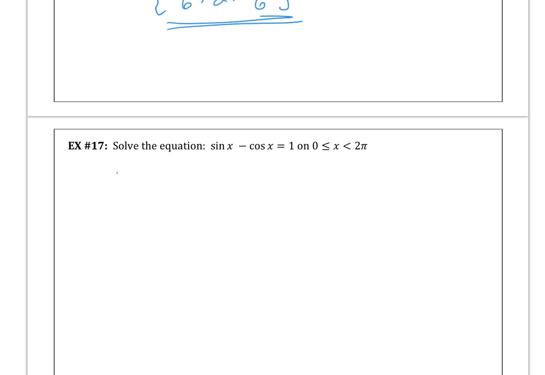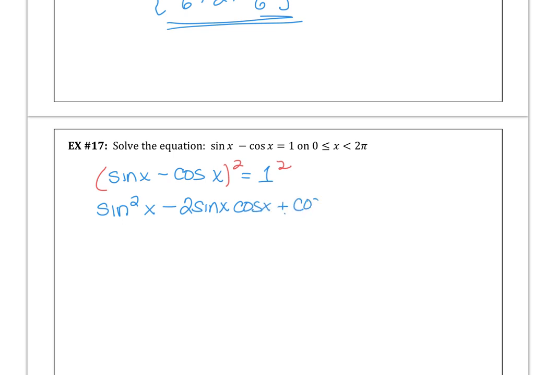Where is sine minus cosine equal to 1? So how about if we squared both sides? What would happen if we squared both sides? We'd get sine squared minus 2 sine cosine plus cosine squared equals 1.